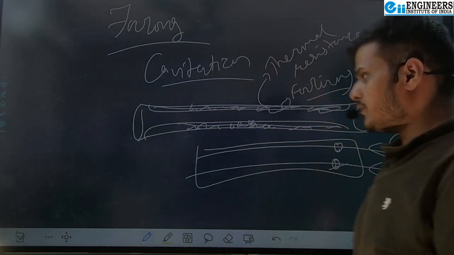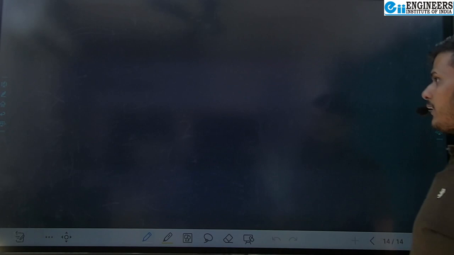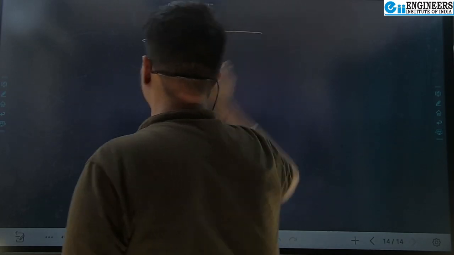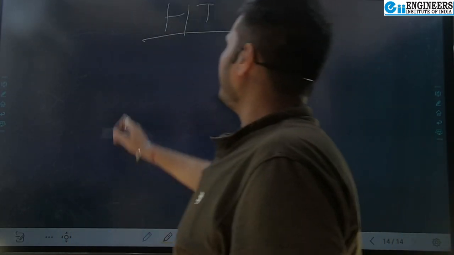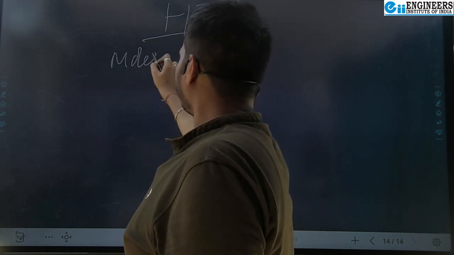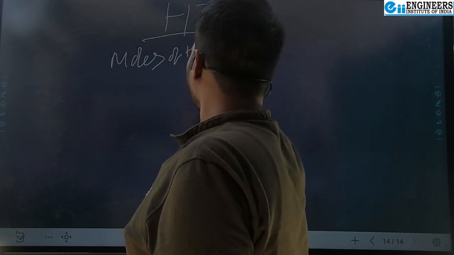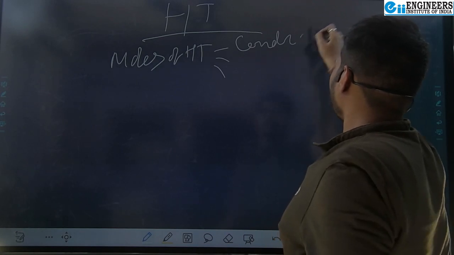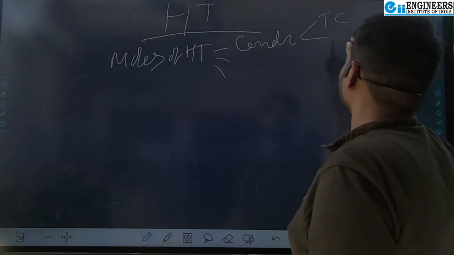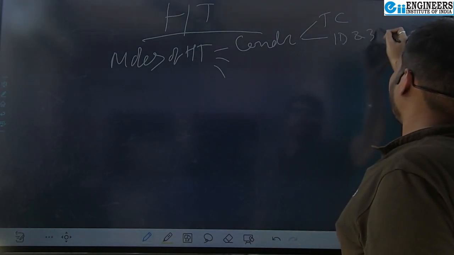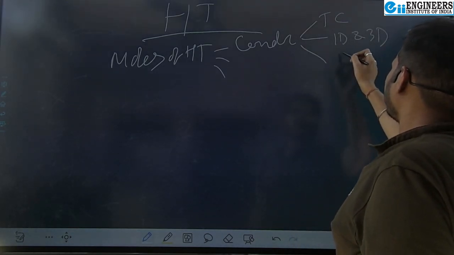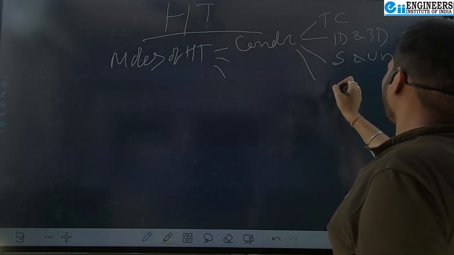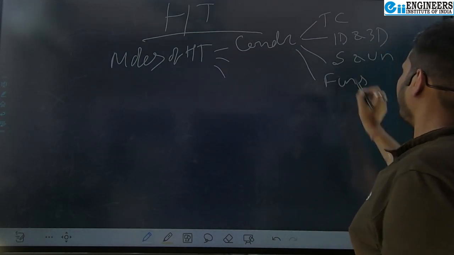So with this, we have successfully concluded our subject of heat transfer. Now we will have a brief discussion of what we studied. We studied the modes of heat transfer. In conduction, we studied thermal conductivity, the 1D and 3D equations, steady and unsteady heat conduction, and conduction through extended surfaces or fins.